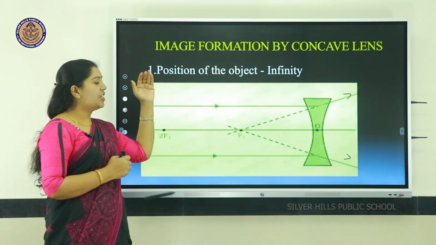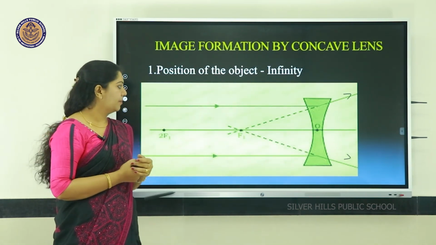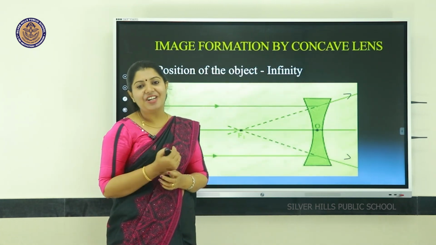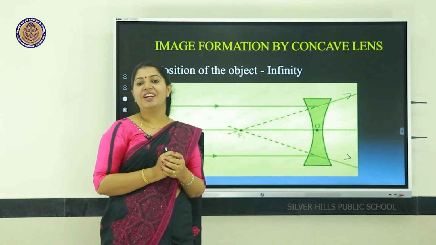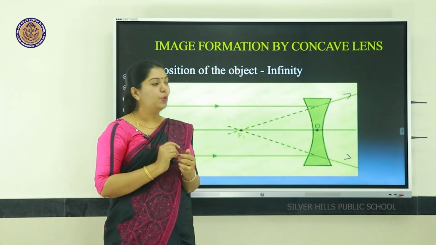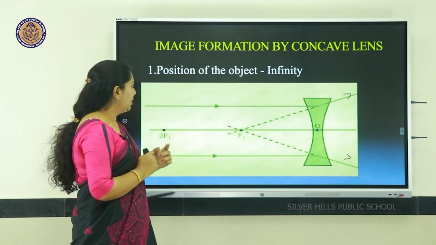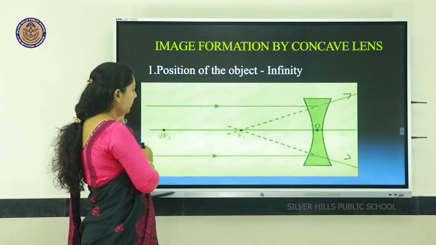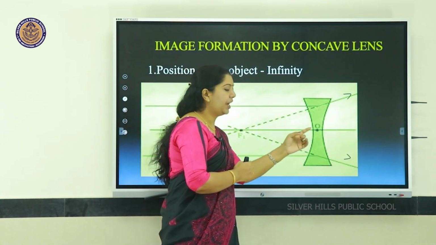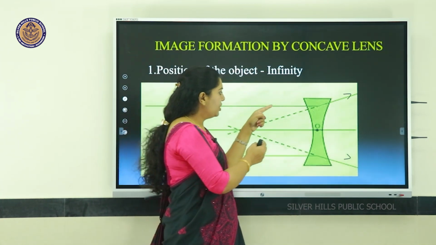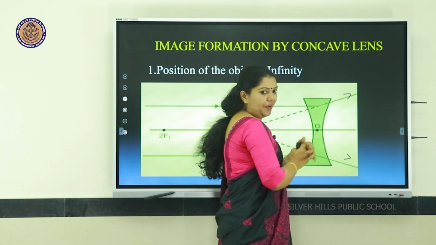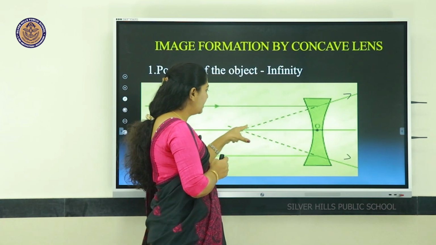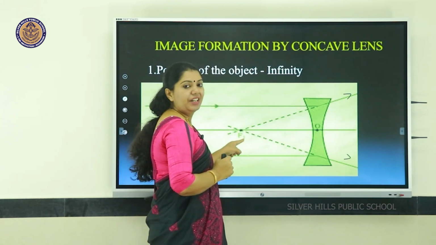Next one, image formation by concave lens. This is a concave lens. You know a concave lens is a diverging lens, so a virtual and erect image is formed. Only two cases. First case, the position of the object is at infinity. From infinity, two parallel rays are incident on this concave lens. These two rays refract. If we extend these two refracted rays, they will appear to meet at F1.